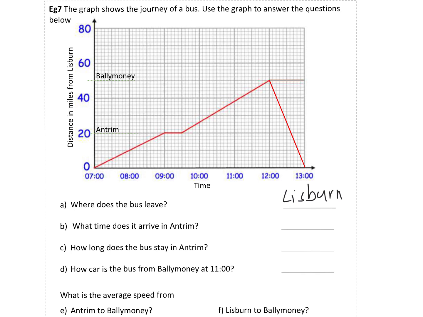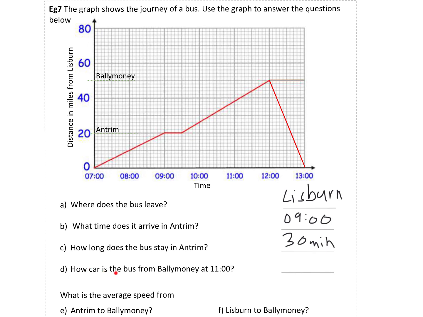Part B, what time does it arrive in Antrim? So it leaves Lisburn and it gets to Antrim here at 20 miles away from Lisburn, and that is at 0900 hours, 9 a.m. How long does the bus stay in Antrim? It doesn't move, its distance doesn't move from 9 to here, which is halfway between 9 and 10, which would be half 9. So that would be 30 minutes. So it stays stationary, or it stays in Antrim for 30 minutes or half an hour.